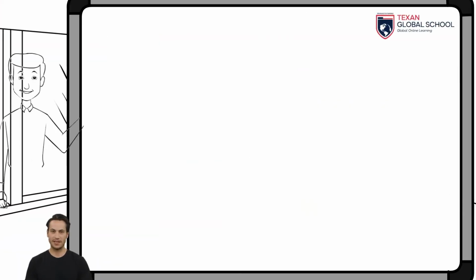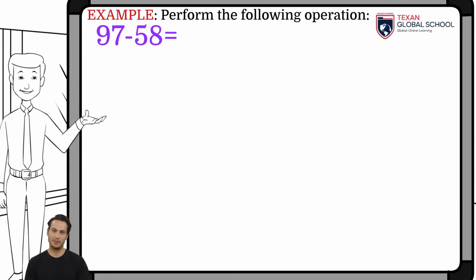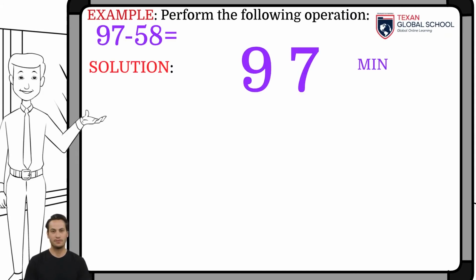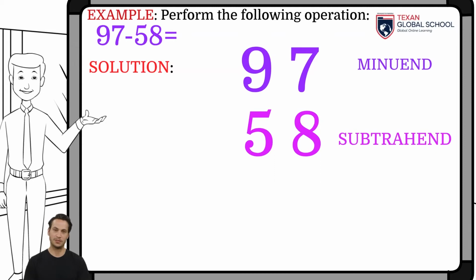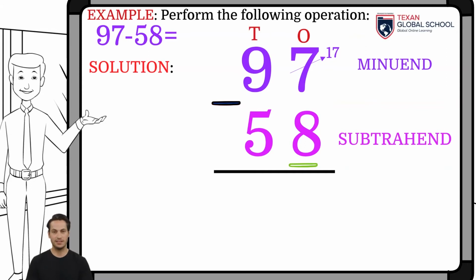In this other example, we will subtract 97 minus 58. First, place the minuend on top of the subtrahend. Then, draw a line under the subtrahend to perform the operation. Now, subtract the minuend ones from the subtrahend ones, starting from the right side. Since we cannot perform the operation of 7 minus 8, we take a 10 from the previous digit, transforming the minuend 7 into 17. And since we take away a 10, the 9 becomes 8.